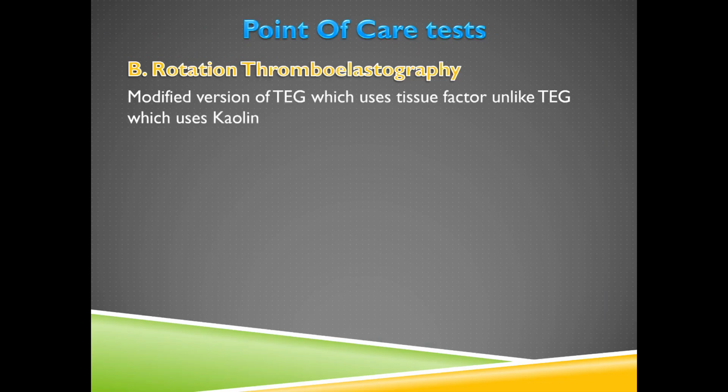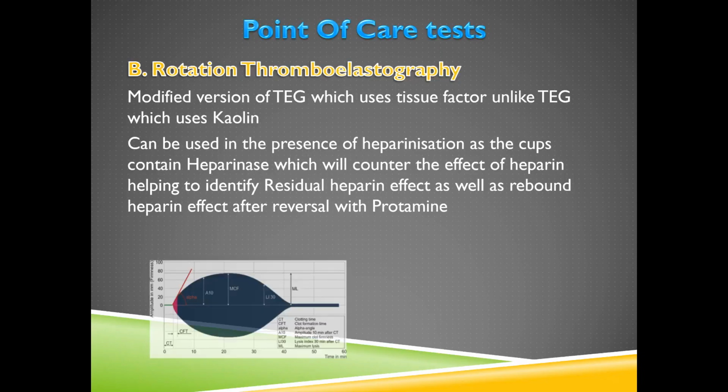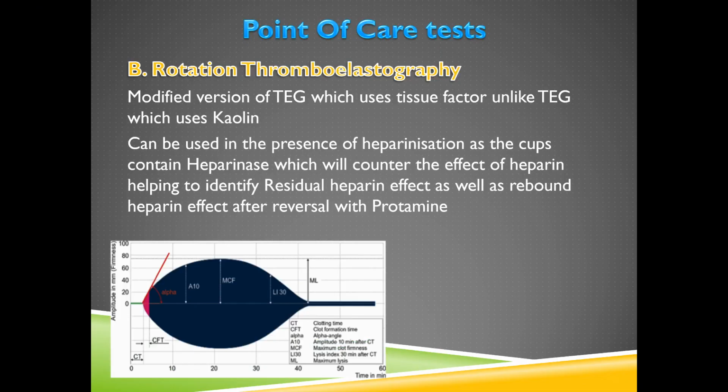Rotation thromboelastography, ROTEM, which is nothing but a modification of TEG, uses tissue factor, unlike the TEG which uses kaolin to make the clot formation. And it can be more useful in patients who have had heparinization done. So if the patient has received heparin, the reagent contains an enzyme called heparinase, which will counteract the heparin and also assess the coagulation formation.